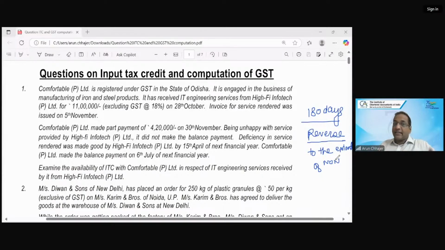Let me clarify once again. If you satisfy all the conditions of 16(2), you are allowed to take full ITC, no problem. Whether you have paid zero paisa or a single paisa, no problem. You can take the full ITC. Till the 179th day, you do not have any problem. But if you have not made the payment within 180 days, then on the expiry of that date, you have to reverse the proportionate ITC to the extent of payment not made.